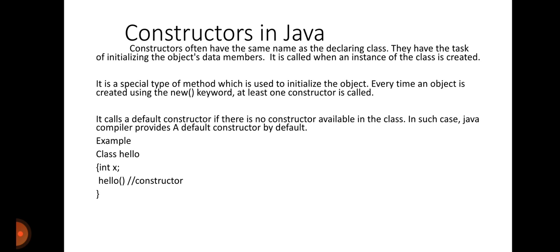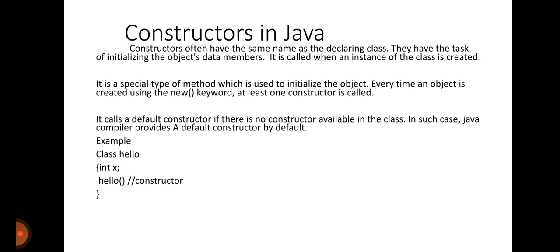When you create an instance of the class, the constructor will be called automatically. That is, when you create an object using the new keyword, the control will be transferred to the constructor of the class. It is a special type of method used to initialize the object. The new keyword is used to allocate memory for the object of the class. It calls the default constructor if there is no constructor available in the class. That is, the Java compiler provides a default constructor by default when you do not create a constructor in the class.